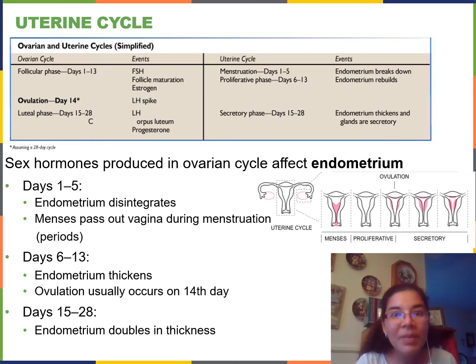The endometrium is thickening. Ovulation usually occurs on day 14 during this phase. And so for the rest of the uterine cycle, day 15 to 28, the endometrium continues to grow. So it doubles and thickens. And again, it's in preparation for a potential fertilized egg, an embryo, to implant, and then it will be nourished and protected and grow inside the endometrium, the uterus, also known as the womb.